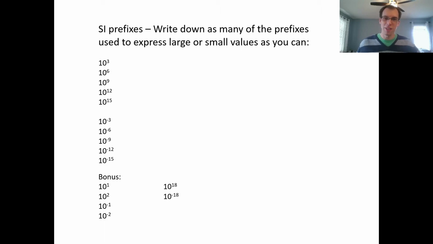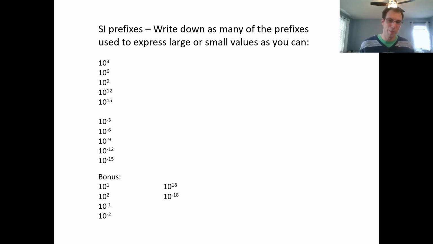So normally I would do this as an exercise in class, and maybe we will do this once we actually meet in class. But I'd like you to pause the video, and for all these powers of 10 that we have here, so 10 to the third, 10 to the sixth, 10 to the ninth, 10 to the 12th, 10 to the 15th, and then the negative versions of those, see if you can remember what the prefixes are for these. So 1,000, million, billion, trillion, quadrillion, and then the thousandth, millionth, etc., etc.